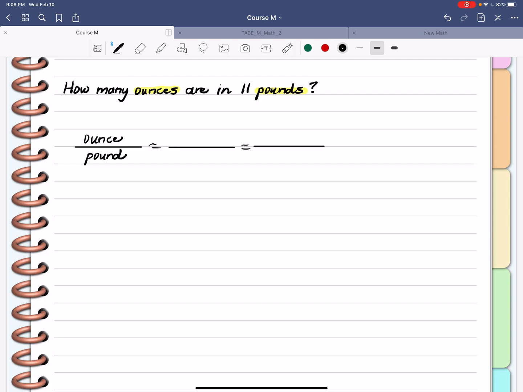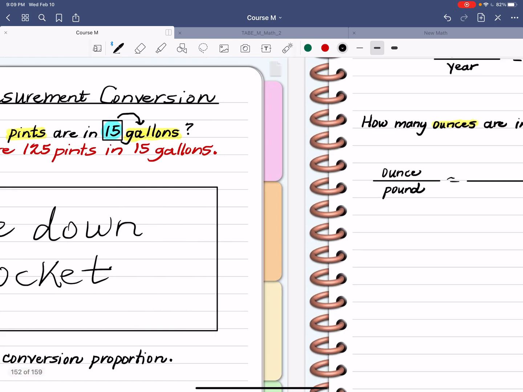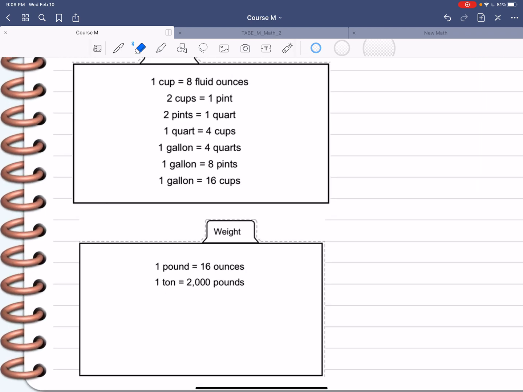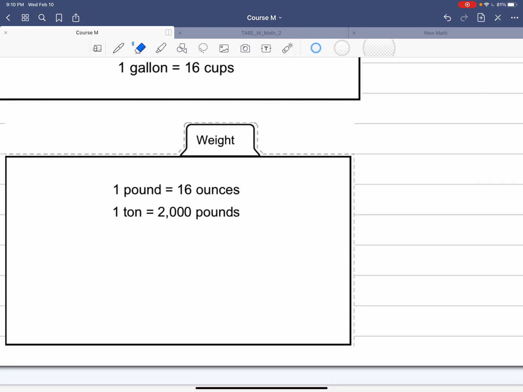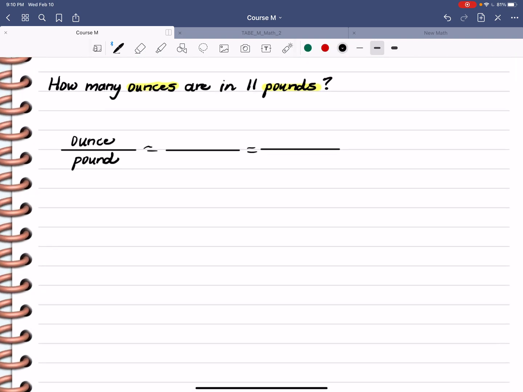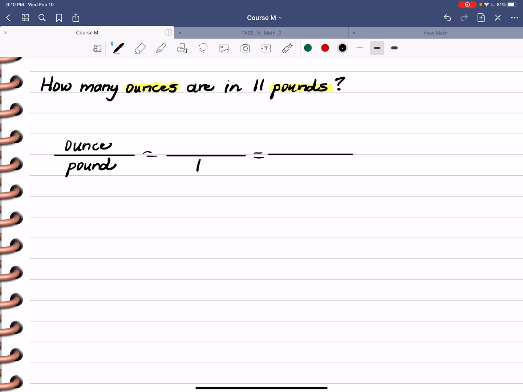Then I need the memory ratio, the reference ratio. So I go back over here, and this time I'm not dealing with time. I'm dealing with weight. So you flip to the weight section, and there it is. 1 pound is 16 ounces. So I come back here, and I say that 1 pound is 16 ounces. So there's the reference. That one is a rule. It's a math rule. It's set in stone. Then the 11 goes with pounds according to the problem. So we put it down here.